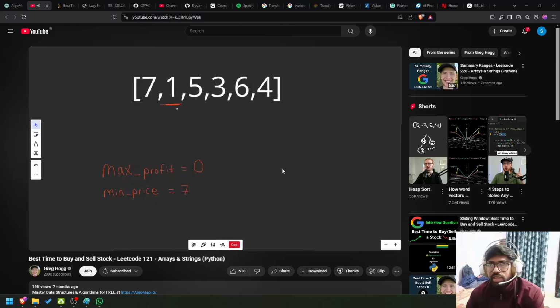So the next one here, we see 1. Is that a smaller minimum price? Yes, it is. And so we're going to mark that as 1. Over here at 5, that is not smaller than our minimum price. If our current price is 5, and we've already previously seen the minimum price of 1, well, then we could actually get the profit of 4. And so that profit of 4 is better than the max profit we've seen so far, which is nothing. So we should update that to be 4.